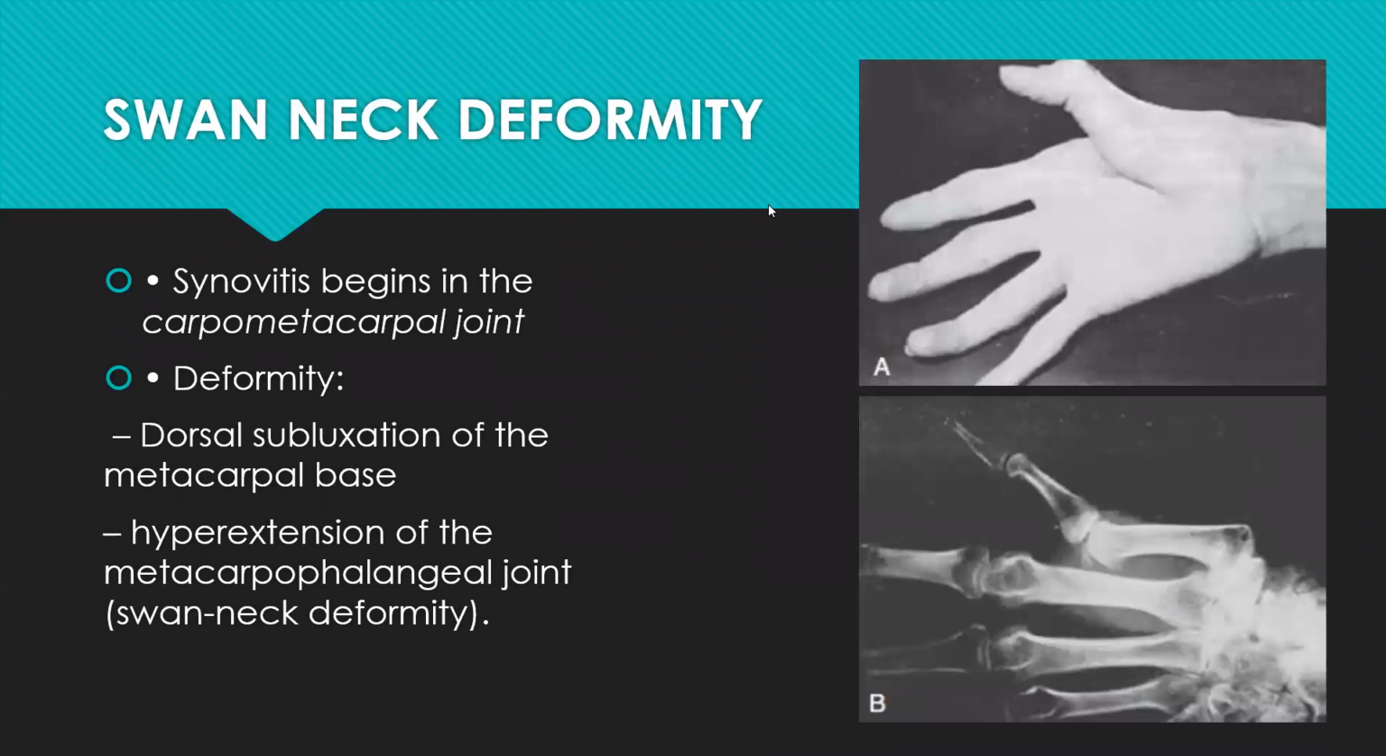So this is a classical boutonniere deformity. What is swan neck deformity? Here the pathology is the carpometacarpal joint, where there is a synovitis which causes the metacarpal base to subluxate. So the base of the metacarpal comes to lie on the dorsal surface of the carpus, which results in a hyperextension of the metacarpophalangeal joint like a swan neck.